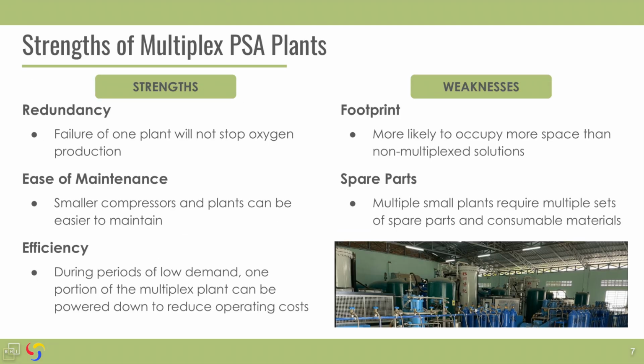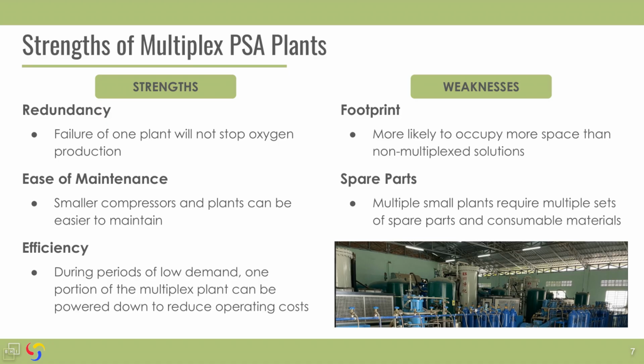The strengths of a multiplex system are redundancy, ease of maintenance, and efficiency. Redundancy. Multiplex plants provide redundancy, allowing for maintenance or repairs to occur in one PSA plant without stopping oxygen production. Ease of maintenance. Smaller PSA plant equipment can be easier to maintain as spare parts are easier to maneuver and lower volumes of substances like oil are required.